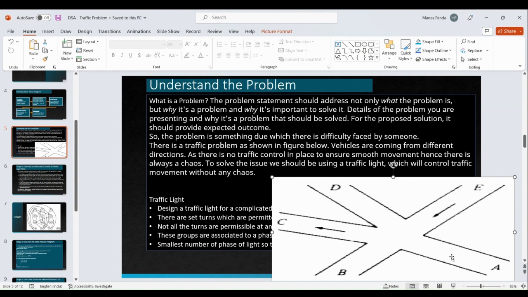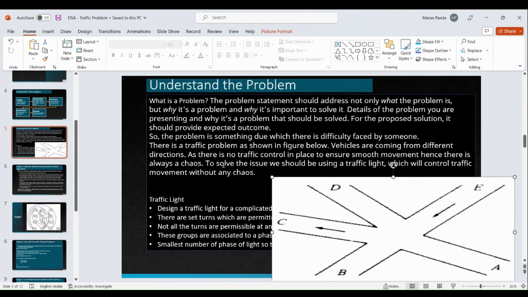So what will happen if all the vehicles coming from all directions, everybody wants to go to their respective places or directions? There will be chaos at this place. Because of the intersection of so many traffic flows coming in, people will not move smoothly. That is what is going to happen in the traffic. So what is the problem we are facing? There is chaos because traffic control is not available.